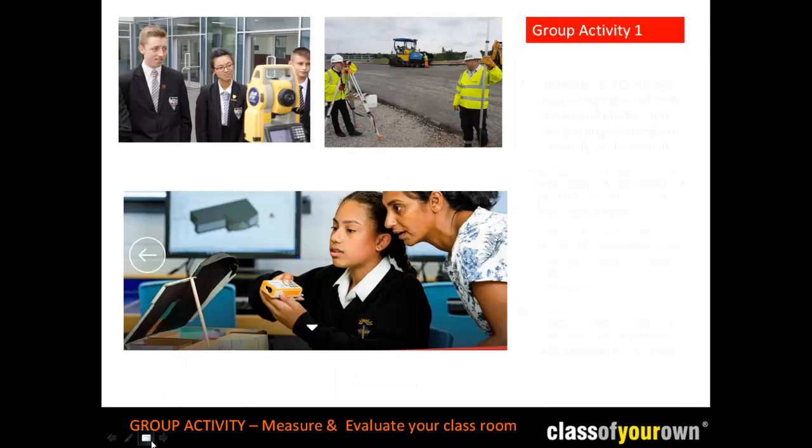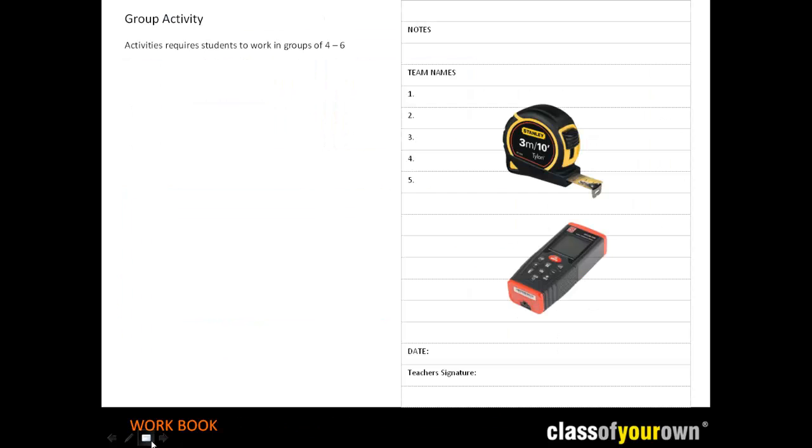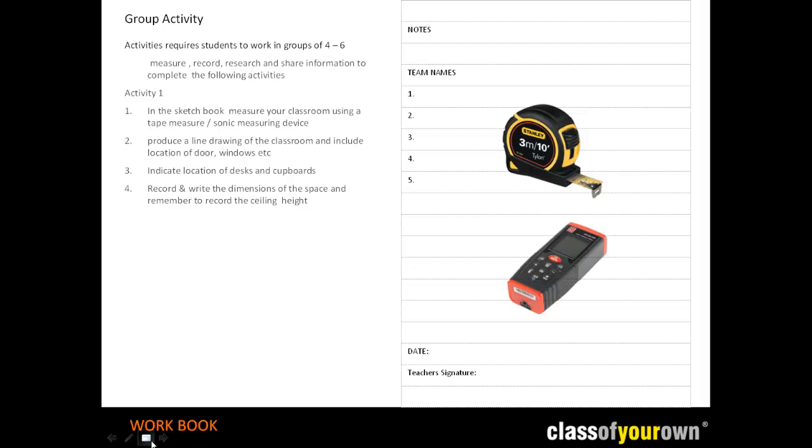So our group activities. Group activity 1 is to enable the students to work together, to share resources, to liaise with each other, to develop their idea and understanding of the existing environment. By observing the existing place, where the doors are, where the windows are, and by working in groups, we can then put together our resources and develop our ideas.